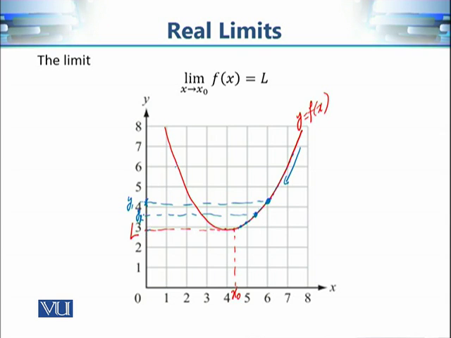And similarly, if we approach this x naught from this side, at this point we can see that the functional value is, let's say, z1. If we get close to x naught, then at this point the functional value is, let's say, z2. Now, we can easily observe that when we are getting closer and closer to x naught, the functional values are getting closer and closer to this number L.